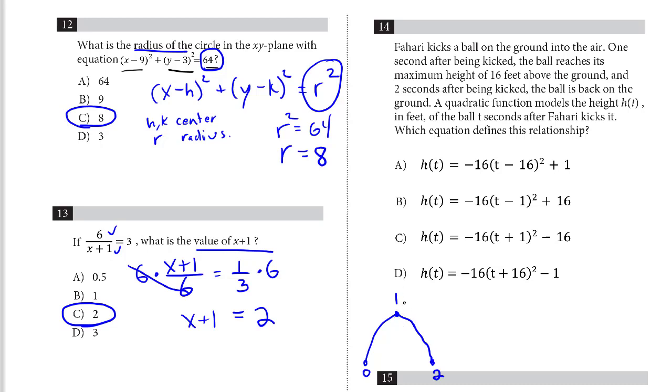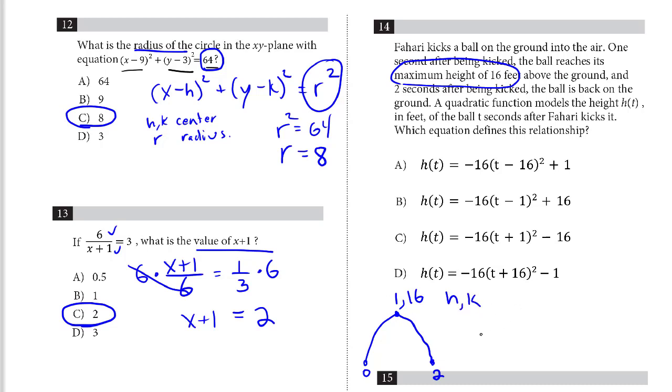So how high is it? We don't know. We'll call that k. Oh, no, I take that back. They give us the maximum height of 16 feet. So k is 16. So our vertex is (1, 16), and that vertex is the (h, k).